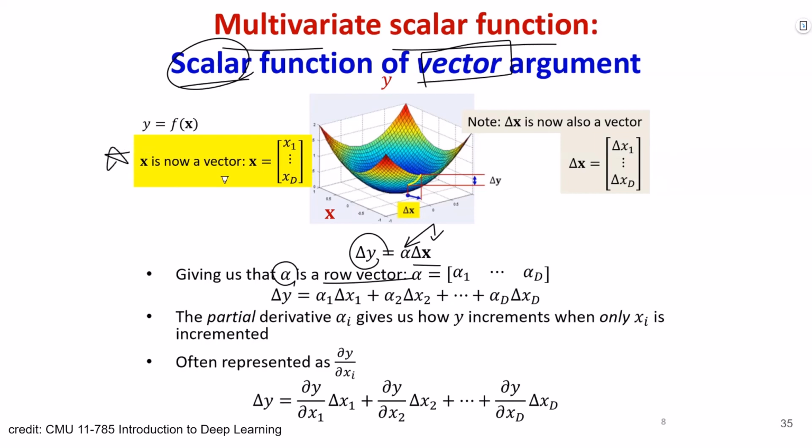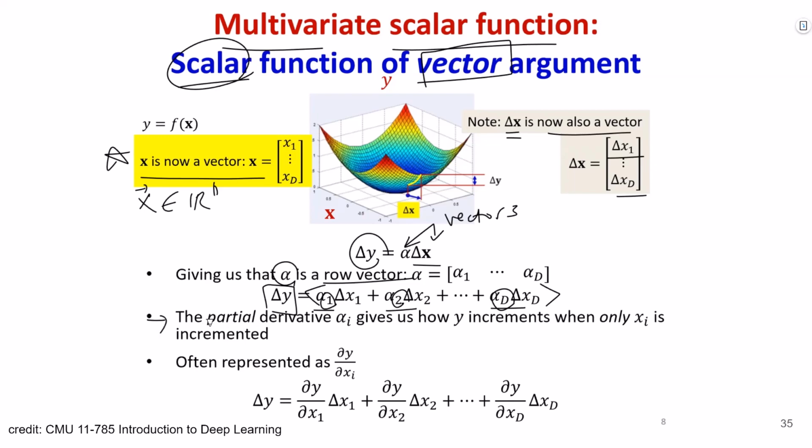Here, I'm emphasizing this fact again. The input x is now a vector. Let's say this x is in the dimension of R^d. And the small change of x, delta x, is now also a vector, with entries from the first dimension to the dth dimension, like this. So here, alpha and x both are vectors. You need to keep that in mind. And here, alpha 1 means the rate of change in the first dimension, alpha 2 is the rate of change in the second dimension, and alpha d, the rate of change in the dth dimension. When we add up all these values, we get the total change of y.